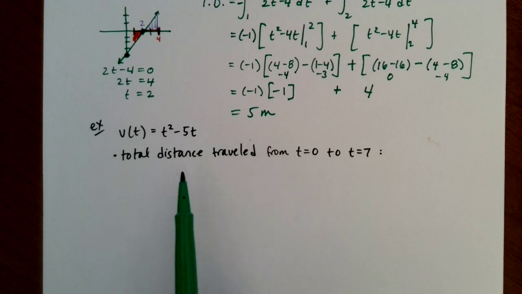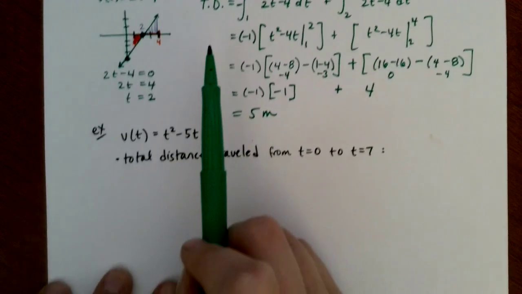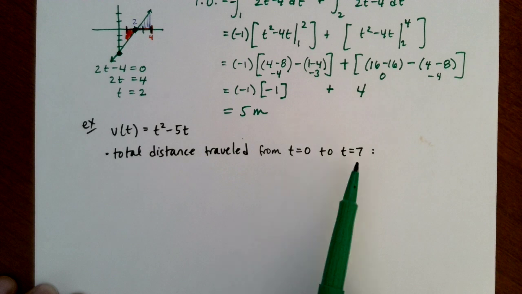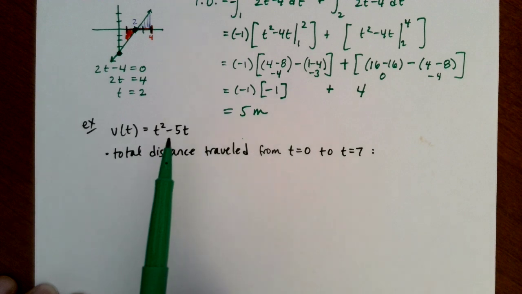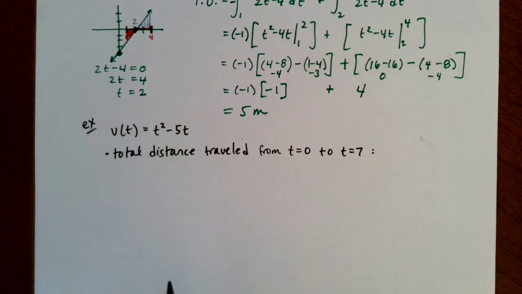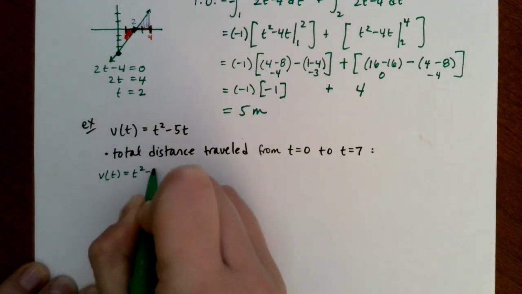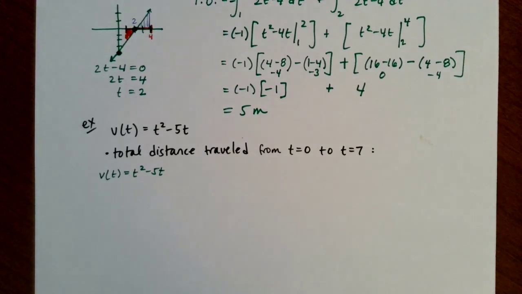The total distance traveled is a more complicated thing, right? That's what we were doing here. So I need to figure out on the interval 0 to 7, where is this function positive and where is it negative? Because that's going to give me positive area, negative area in the total. So I need to investigate v of t equals t squared minus 5t. I don't need a perfect, beautiful graph. What I really am interested in here is where it crosses the x-axis, where it's positive, where it's negative.